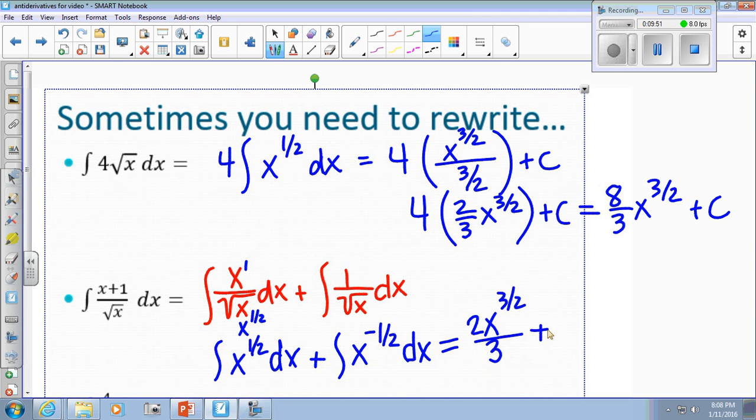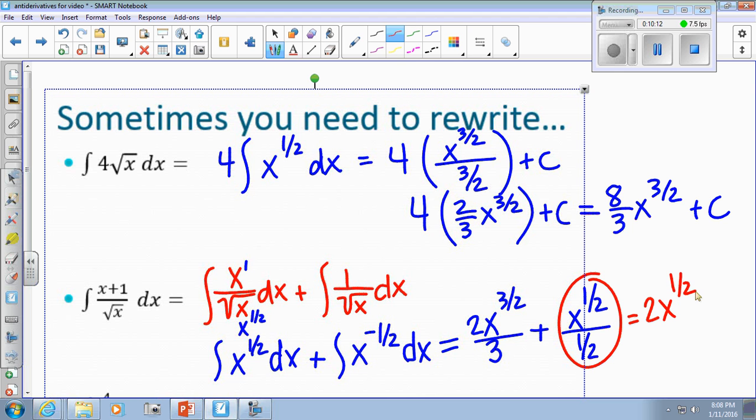Okay, and when I integrate x to the negative 1/2, when I add 1 to a negative 1/2, I get x to the 1/2 divided by 1/2. But again, that part needs to be rewritten. So in my final answer, this part would look like 2x to the 1/2, or you could write it as 2 square root of x. Okay, so final answer, 2/3 x to the 3/2 plus 2x to the 1/2 plus c. Don't forget your constant on all indefinite integrals.